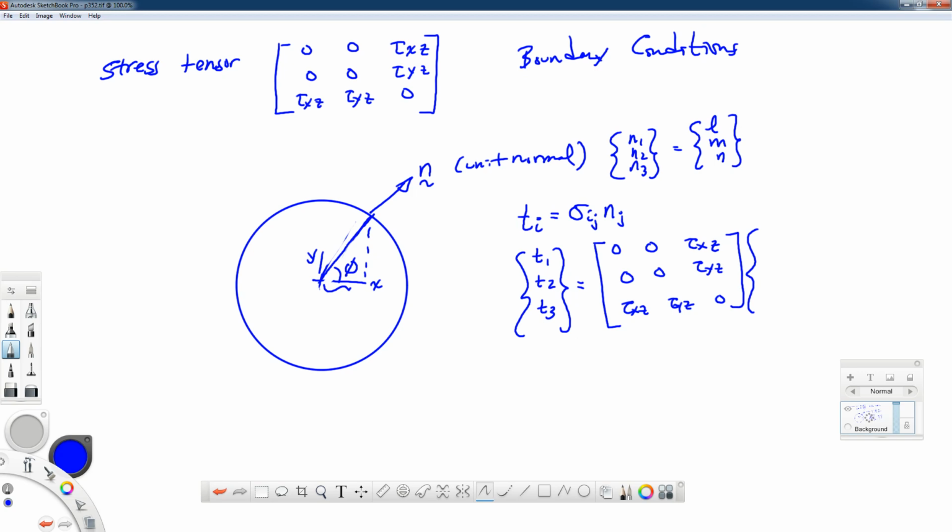But we can find this dimension to be the radius of the shaft, the diameter being 2a, the radius would be a. This dimension would be a cosine phi, and this dimension would be a sine phi. So we would have the components cosine phi, sine phi, and 0.